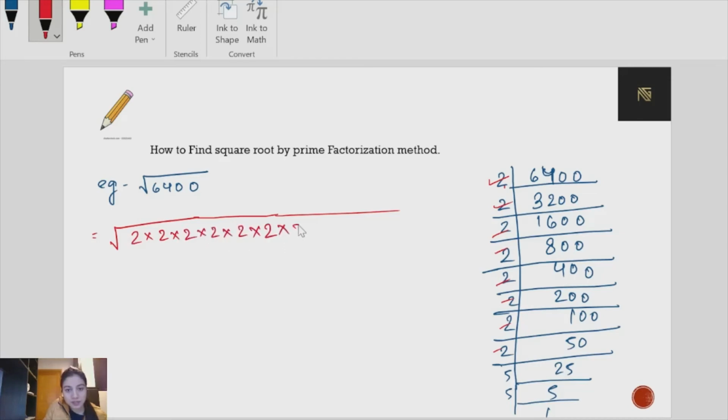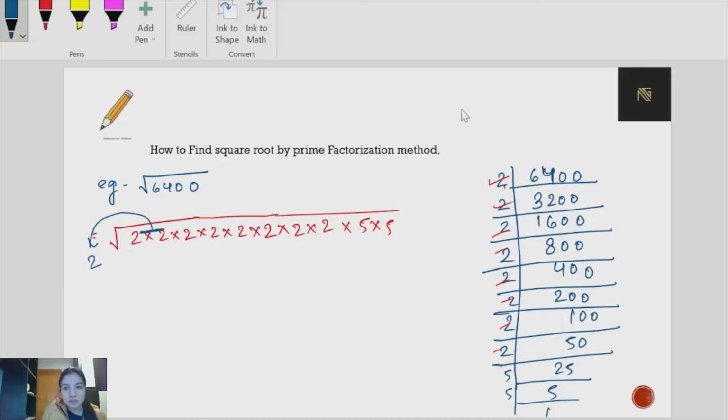6, 7 and 8. And 2 more 5 we are having. Now there is a condition for this square root sign, that if a number is in pair, then only one number will come out of the square root. So if 2 is in pair, only one 2 will come out from this root. For a pair of number, one number will come out.